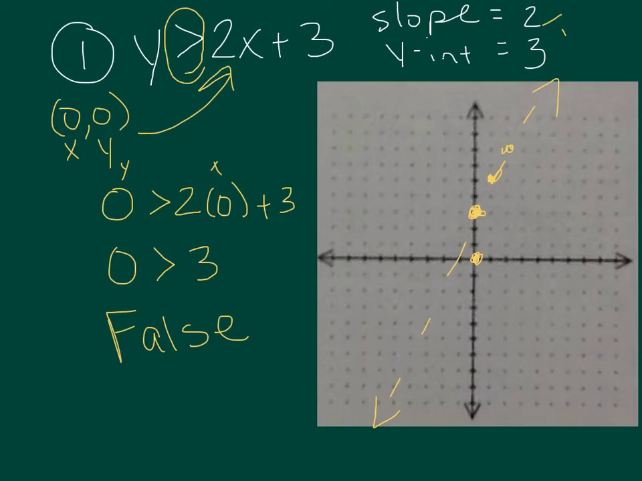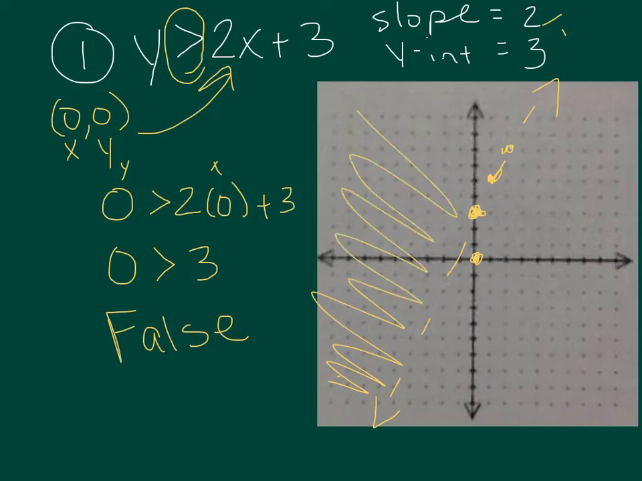Since it's false, that means 0, 0 is not an answer, so we have to go away from 0, 0. Because if you remember, our shading shows us where the answers are. The shading part shows you where all of the answers are. So if 0, 0 is not an answer, we have to shade on the opposite side of the line from 0, 0.